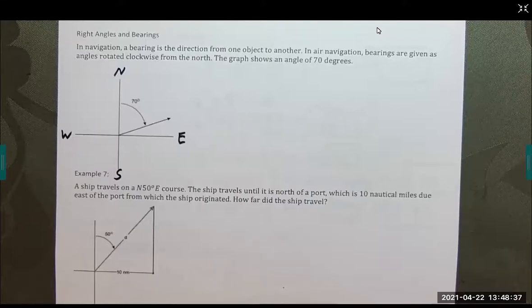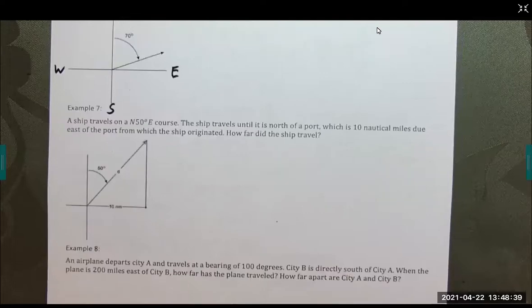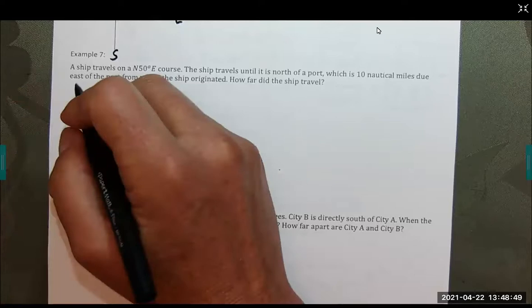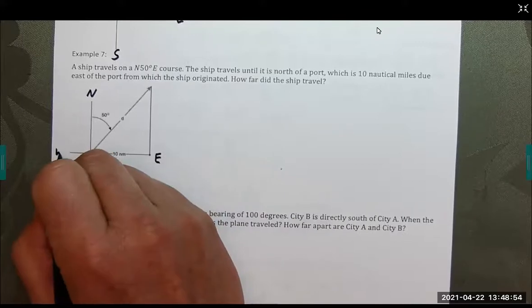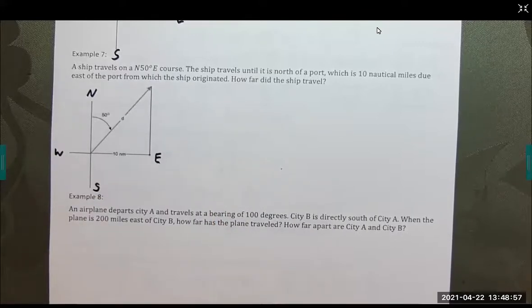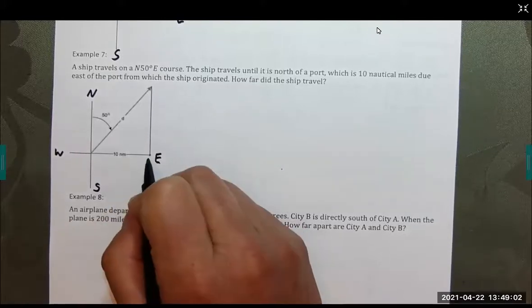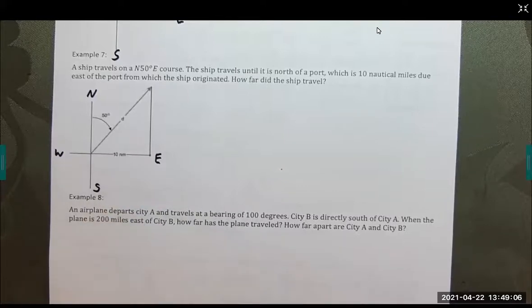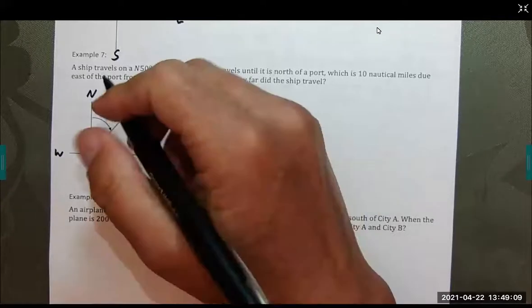So if we go to our first example here, a ship travels on a north 50 degrees by east course. So we can see the picture. Once again, this is north, south, east, and west. The ship travels until it is north of a port. So that's here, which is 10 nautical miles due east from the port which the ship originated. How far did the ship travel? We're looking for D here, this distance.